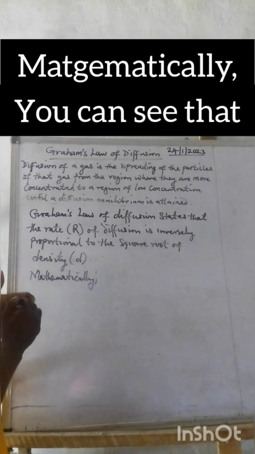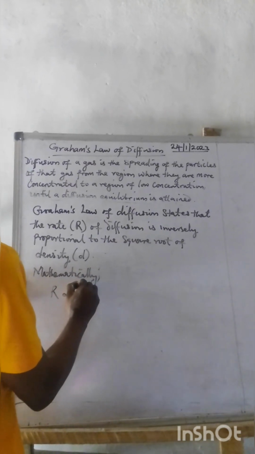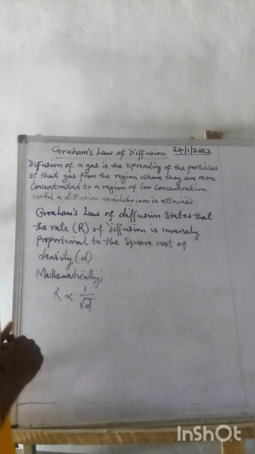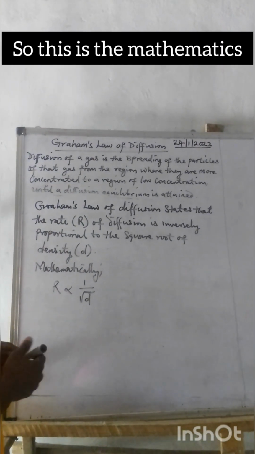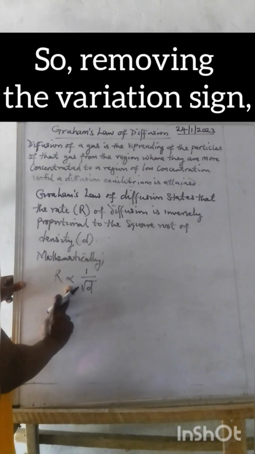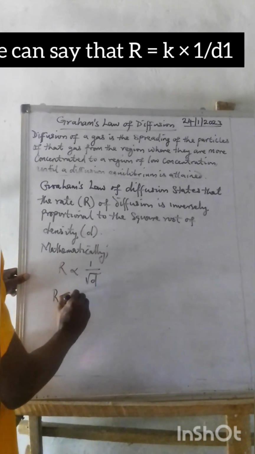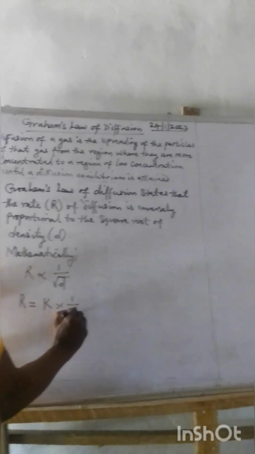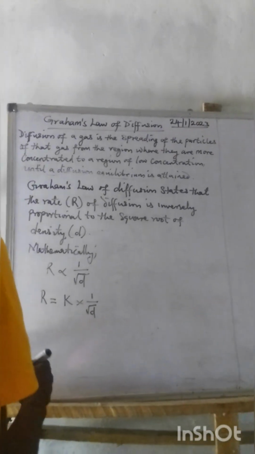So mathematically, we can see that Graham's law is trying to say that R is inversely proportional to the square root of the density of the gas. So this is the mathematics. Removing the variation sign, we can say that R is equal to K times 1 over square root of d, where K is the constant of proportionality.